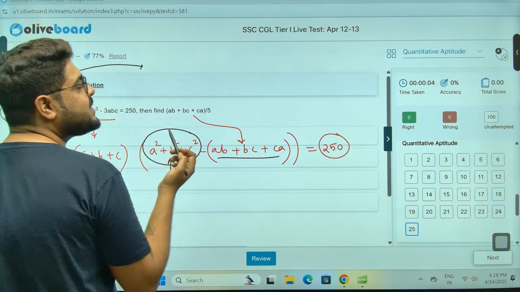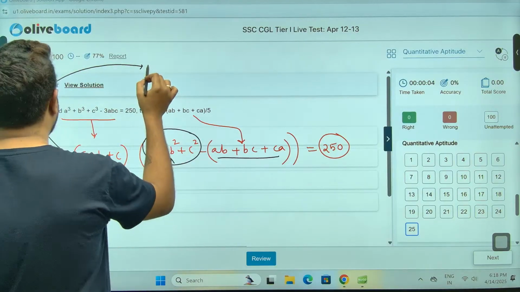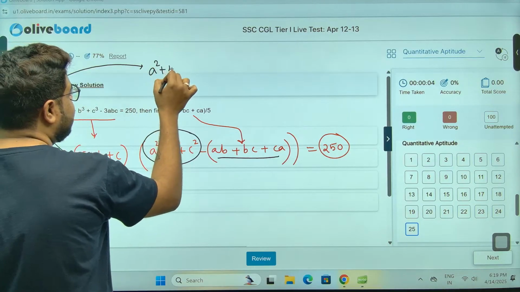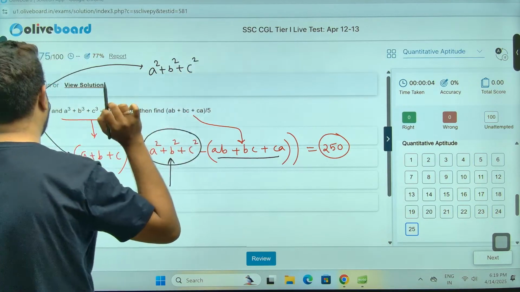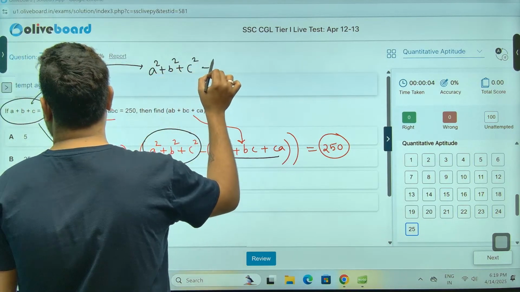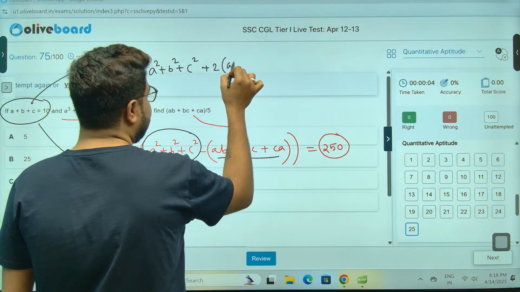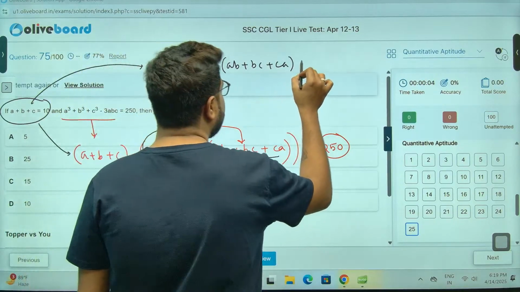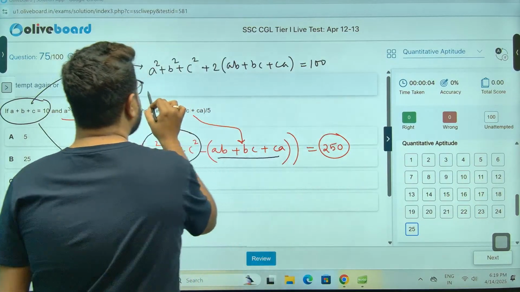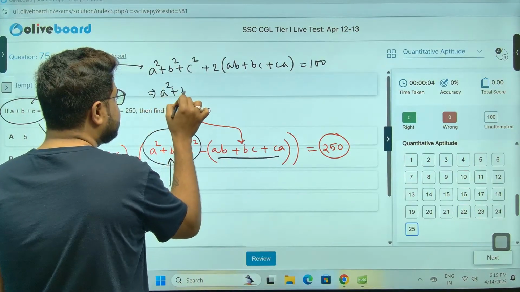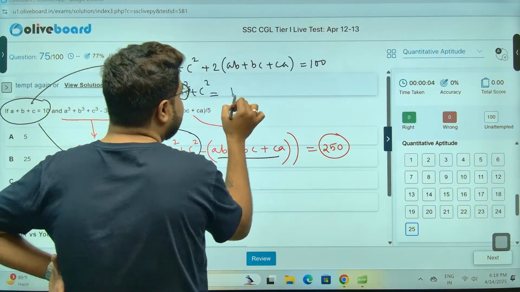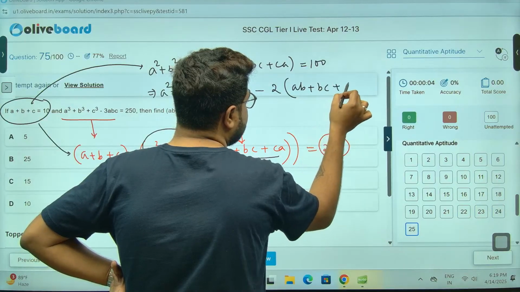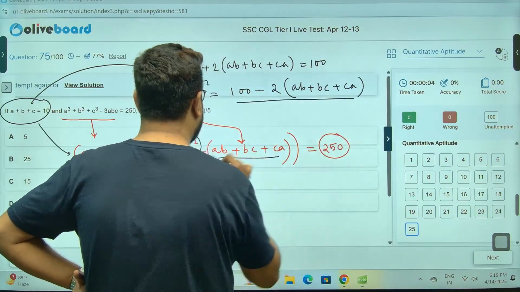So using the simple formula, sir. If I take the whole square here, it will become a square plus b square plus c square plus twice of ab plus bc plus ca, sir. That is equal to 10 square, that is 100. So, sir, a square plus b square plus c square can be written as 100 minus twice of. Sir, put this value down over here.